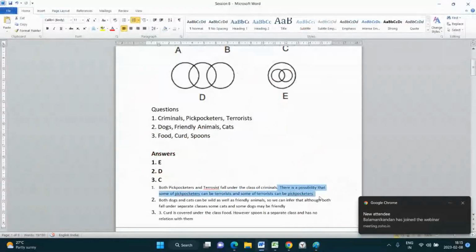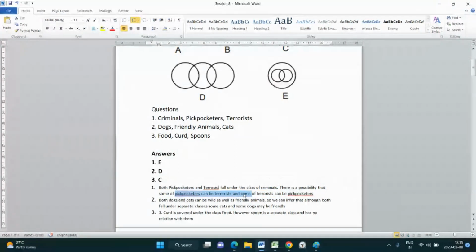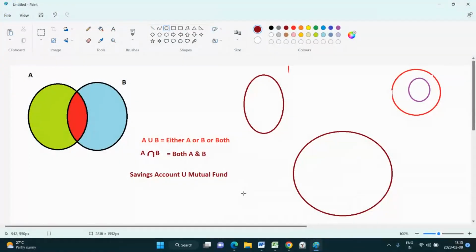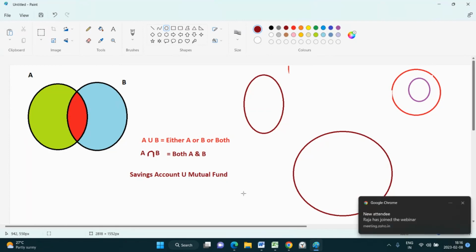There is a possibility that some pickpocketers are also terrorists. Pickpocketers can also be terrorists. Terrorists also can be pickpocketers. Many times, the terrorists will loot the money and jewels from the trespassers. They will be working for some terrorist organizations. Who will feed them if they are terrorists? Only if they go for proper work will they get paid. If they are terrorists, nobody will pay them, right? So they will loot the trespassers. So pickpocketers can be terrorists.